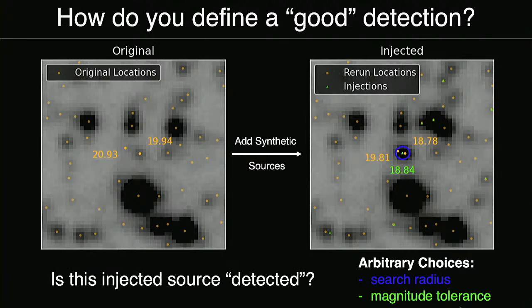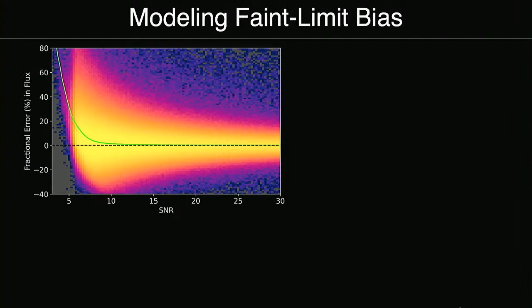Because we started with a model that had two sources, we added another source, and we still have a model that has two sources, except both of those sources have now moved towards the injected location and absorbed part of that flux. So it's really hard to decide and say whether or not this is a good detection. So instead, I consider a related problem, which is how to model the faint limit bias.